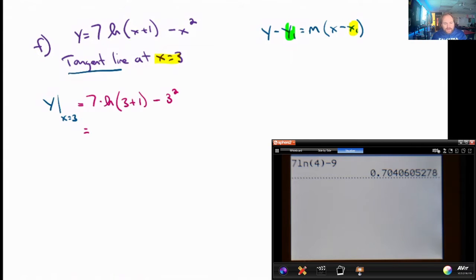Now, I'm looking at the published answer, though, and I noticed that the book did not use a decimal. So I'm not going to use a decimal either. I'm going to leave it as this nice general form.